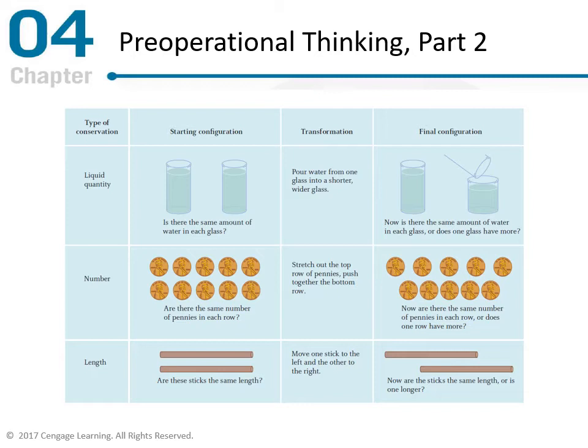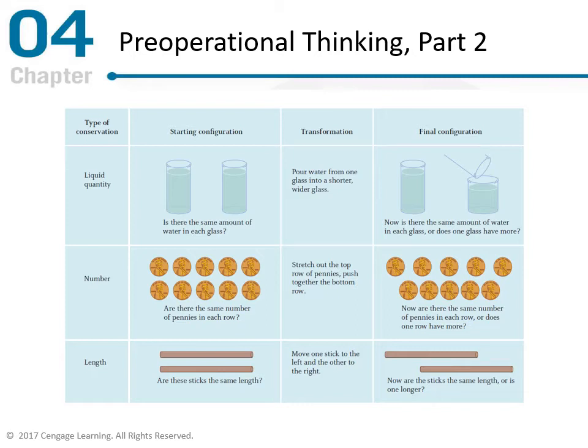A child in the pre-operational stage would say the taller one has more. They cannot distinguish, right? That's that centration. That one aspect changing doesn't affect the other. They can't understand that the liquid didn't change, just the diameter. They can only see that height. They can't see the diameter part of it.